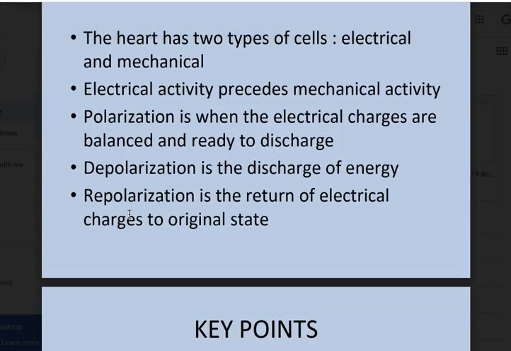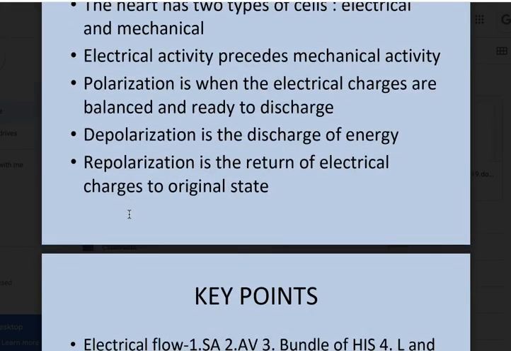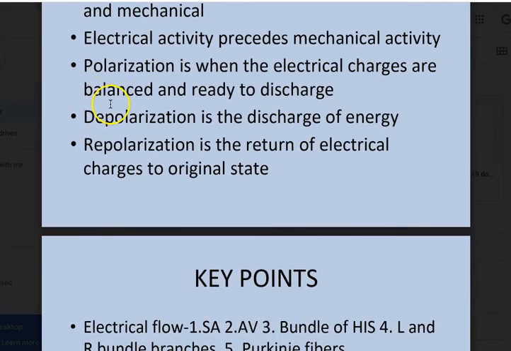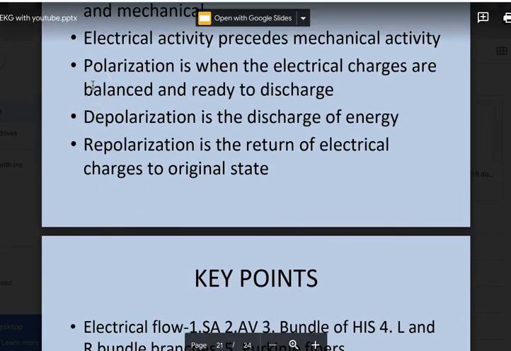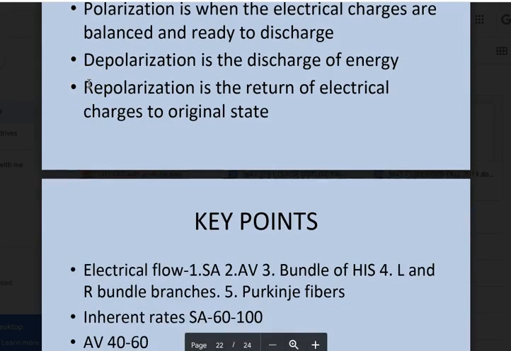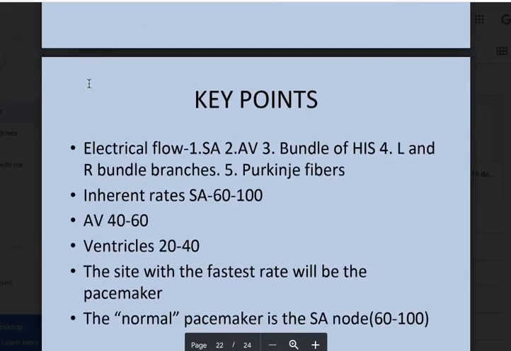Depolarization is the discharge. Think of depolarization, discharge. Repolarization is the return of the electrical activity to the original state, and I think I skipped polarization. Polarization is when the electrical charges are balanced and ready to be discharged. So you've got polarized, depolarized, and then it repolarizes, and then it starts all over. Those three things in that order is what happens with every single EKG reading, with every single complex that we look at when we start looking at those complexes.